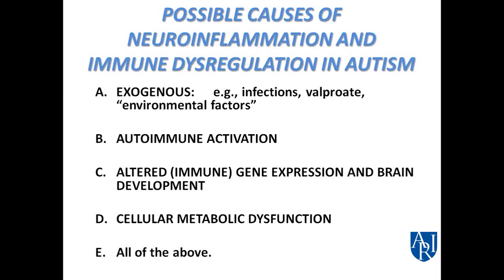So this is a quiz. This is your quiz. Is it exogenous? Is it from infections, valproic acid, environmental factors in autism that cause this immune dysregulation? Is it autoimmune activation?